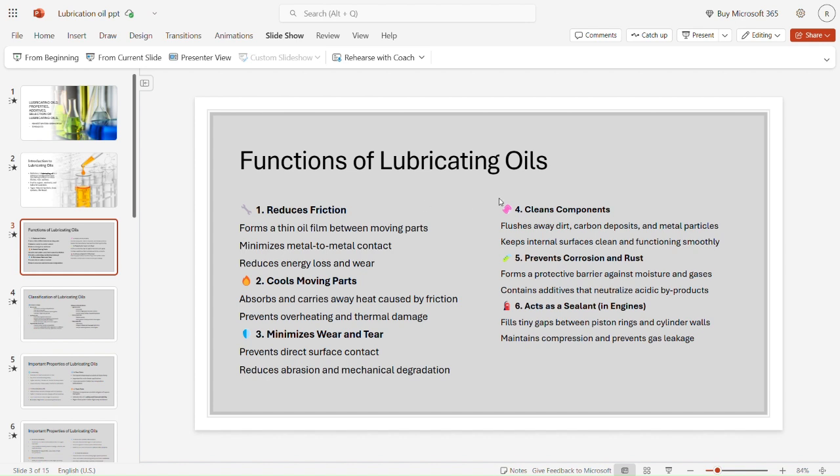There are some other functions of lubricating oil such as cleaning components. It flushes out the carbon deposits or dirt in the machinery and the internal surface of the gearbox or various machineries. Then it also prevents corrosion and rust. It is also used as a sealant in engines.